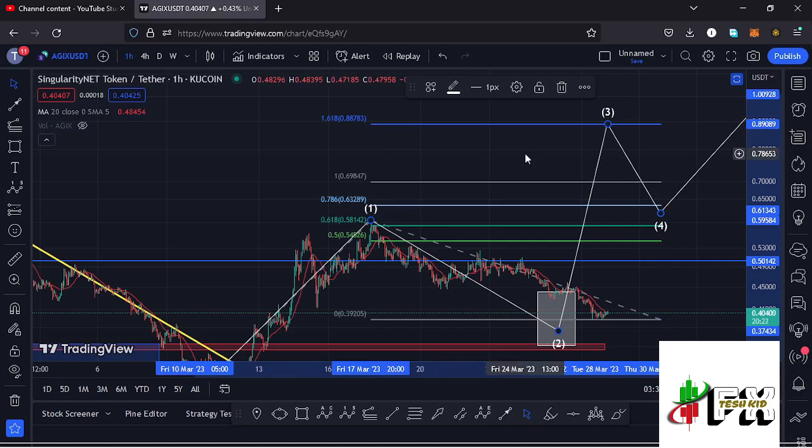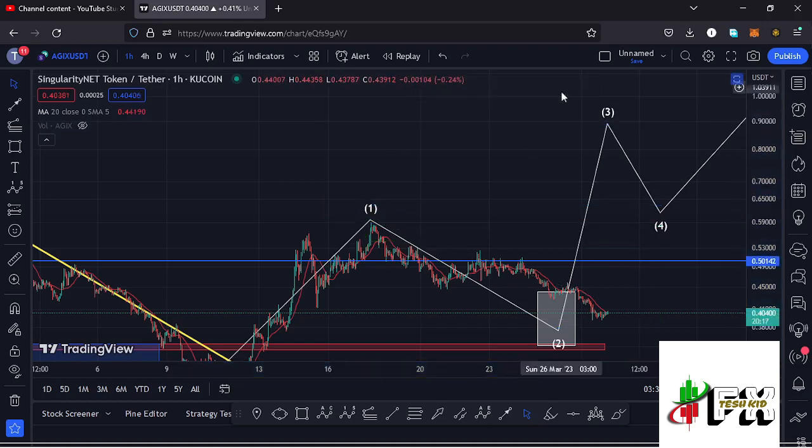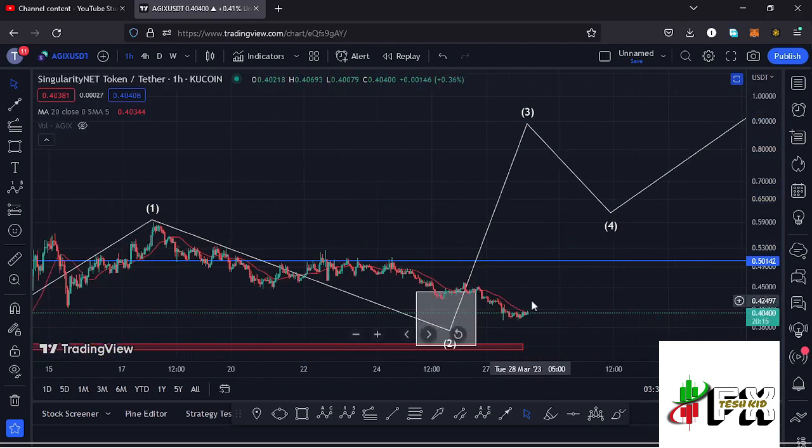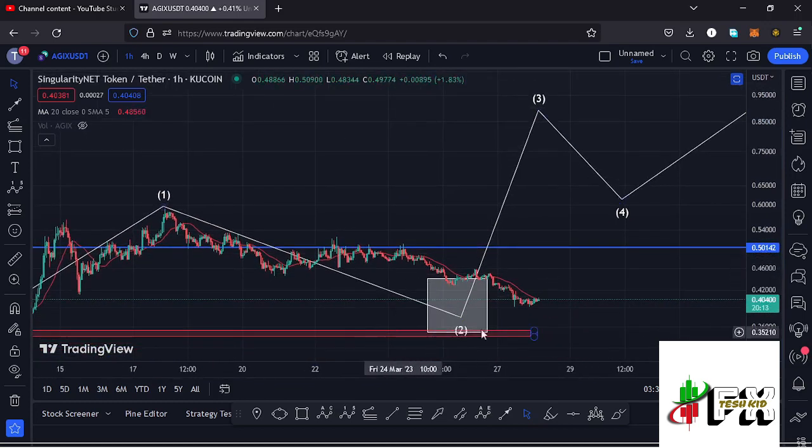3. And all we need now is a confirmation that we have bottomed out in the formation of this wave 2, so that we can be able to get back into Agix to ride that massive bounce to the upper side in the formation of this wave 3.